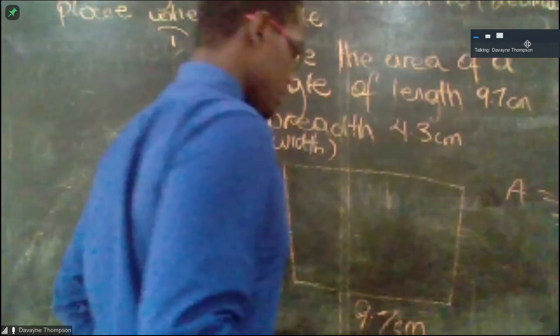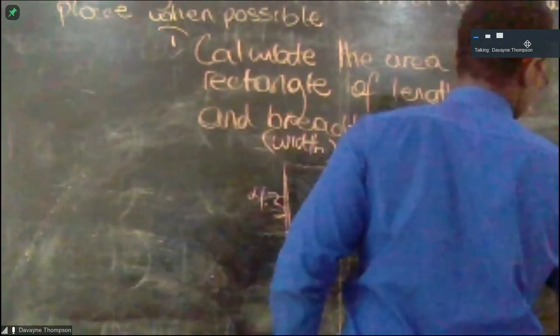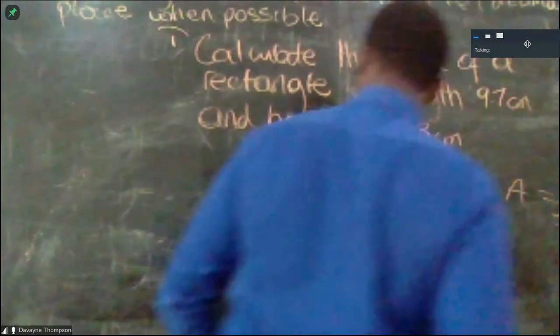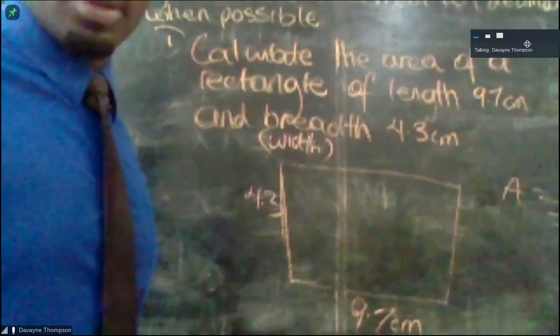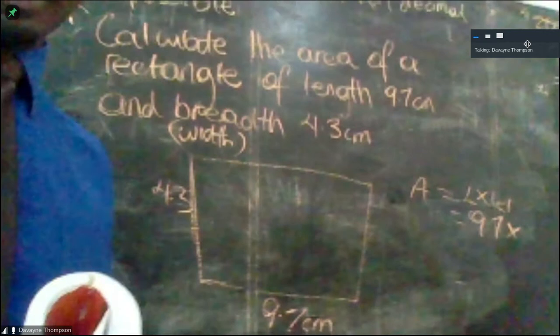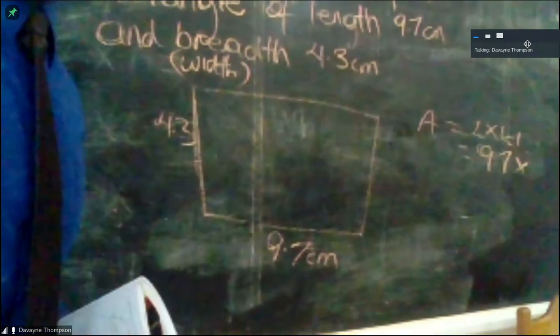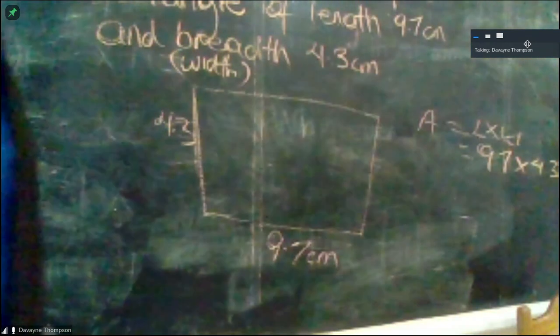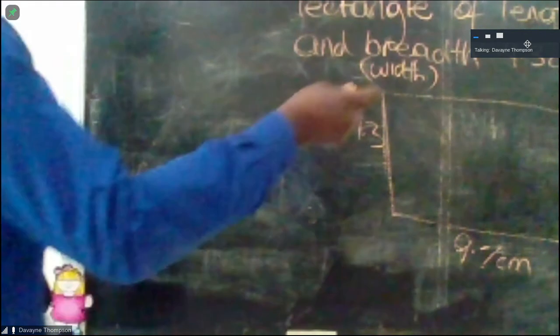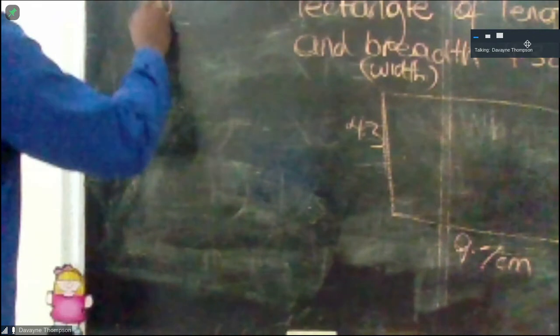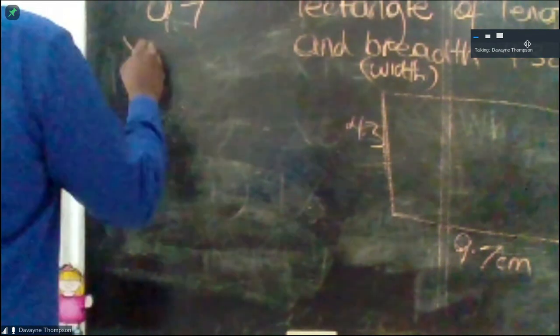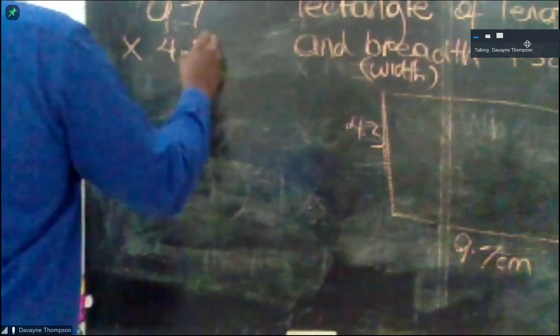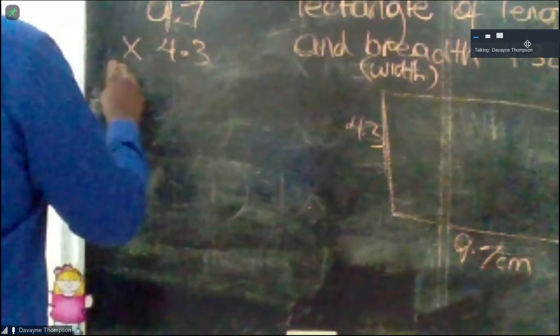What's L? 9.7. And what is the breadth? 4.3. Okay, so what does that give you? I want you to multiply throughout. So we're going to multiply 9.7 and 4.3. You shouldn't be using your calculator for these simple calculations. So here we go, 9.7 multiplied by 4.3. No calculators, guys. Come on.